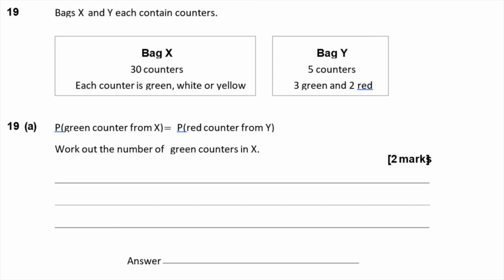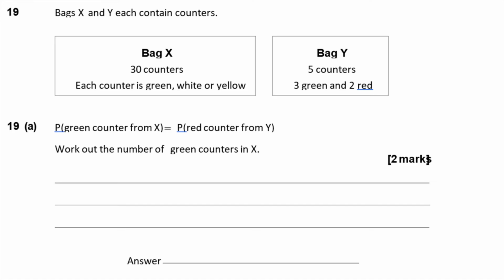Question 19. Bags X and Y each contain counters. Bag X has got 30 counters. Each counter is green, white or yellow. Bag Y has 5 counters and there are 3 green and 2 red. Question 19a says the probability of a green counter from X is equal to the probability of a red counter from Y. Work out the number of green counters in X.